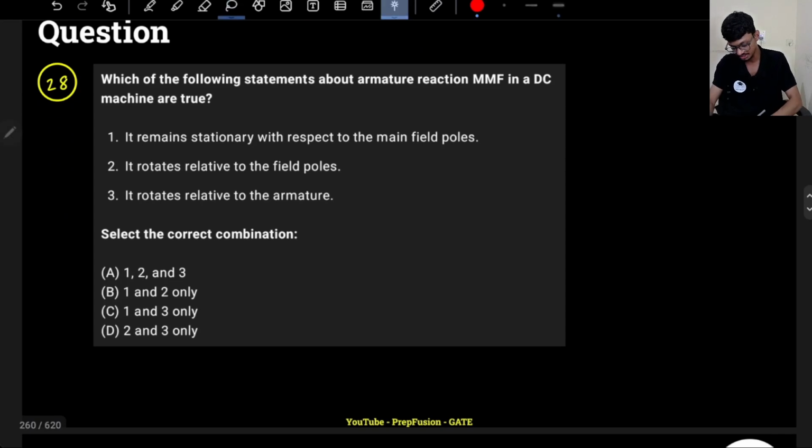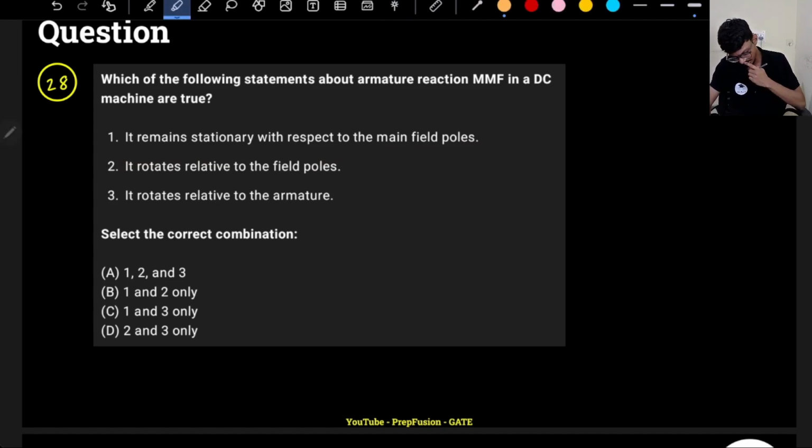Which of the following statements about armature reaction MMF in a DC machine are true? It remains stationary with respect to the main field poles. It rotates relative to the field poles. It rotates relative to the armature.